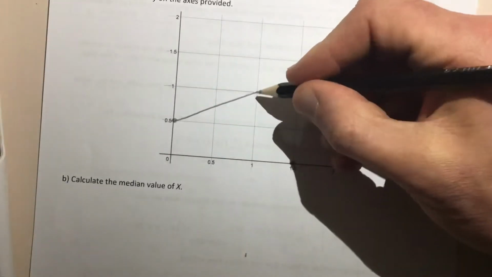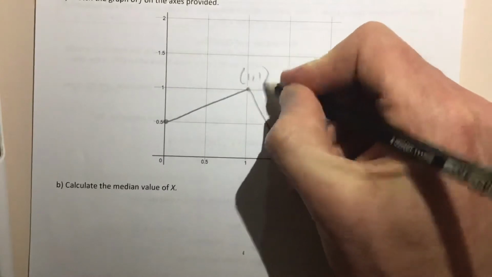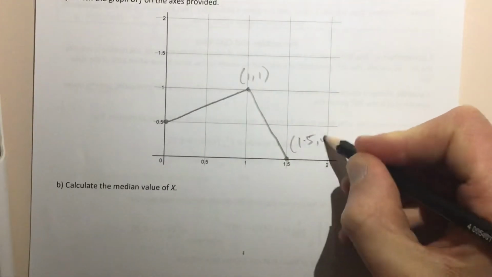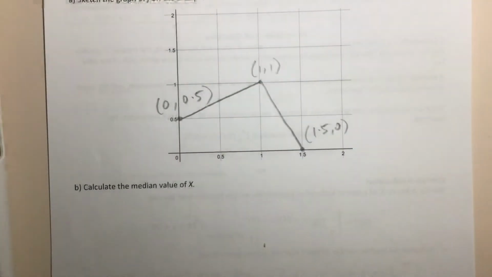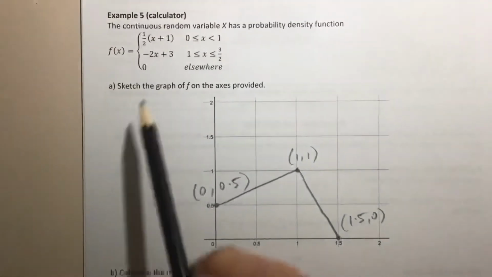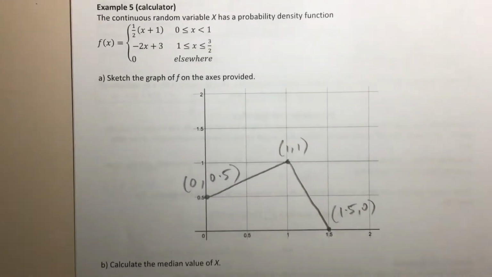Now, a really key point, because we've obviously just sketched, we've just done the hard part, and it's probably a good habit to label our key points. But if you just leave your answer like that, you're going to lose a mark. The reason is that this function also has this third part of the rule, which is just that y equals 0 everywhere else. It seems dumb, but you have to sketch that part.